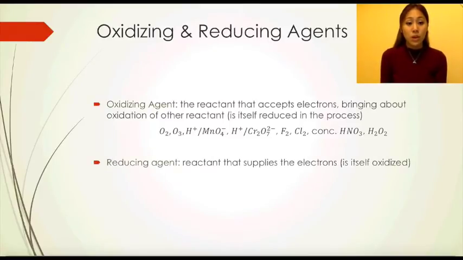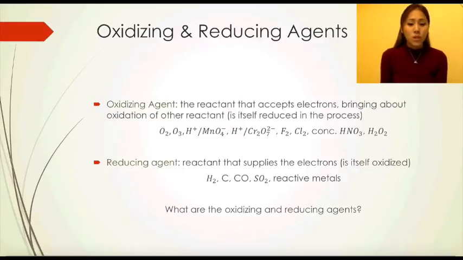Reducing agents, on the other hand, are the opposite. They are reactants that are themselves oxidized, but they help supply the electrons to the other reactant to allow it to be reduced. Here are some examples of reducing agents.